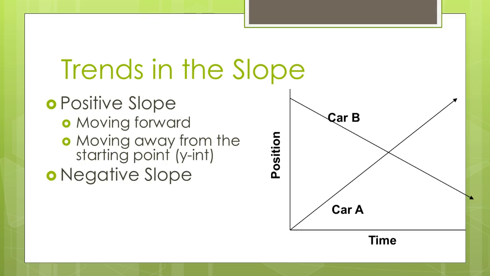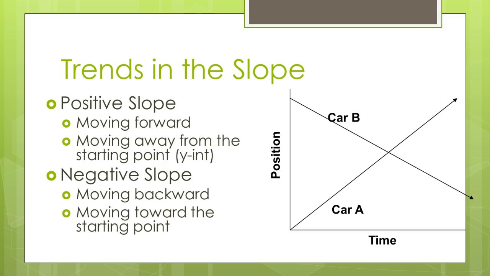If there's a negative slope, like car B, that falls on the right, it's moving backwards. That car is starting further down the racetrack and moving towards the initial starting line. It's moving towards 0 as time goes forward.